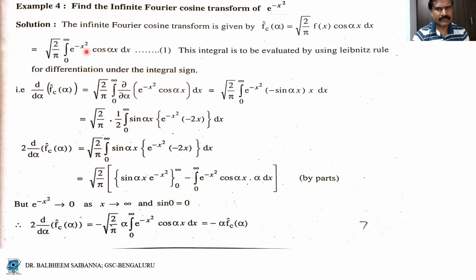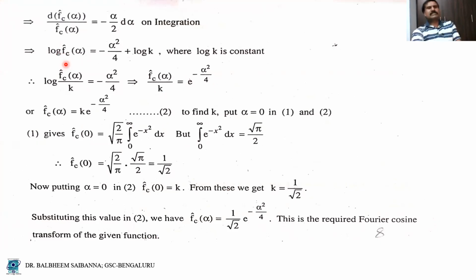Putting alpha equal to 0, we get Fc(0) is equal to root 2 by pi integral 0 to infinity e to the power of minus x square dx. But the integral 0 to infinity e to the power of minus x square dx is a standard integral, whose value is root pi by 2. Then root 2 by pi as it is, and this integral value is root pi by 2. Simplifying, root pi gets cancelled, and we get 1 by root 2.